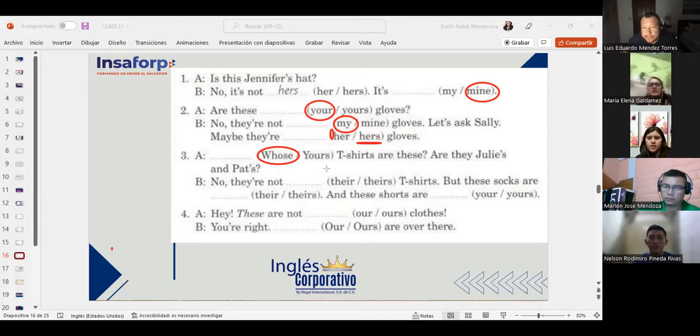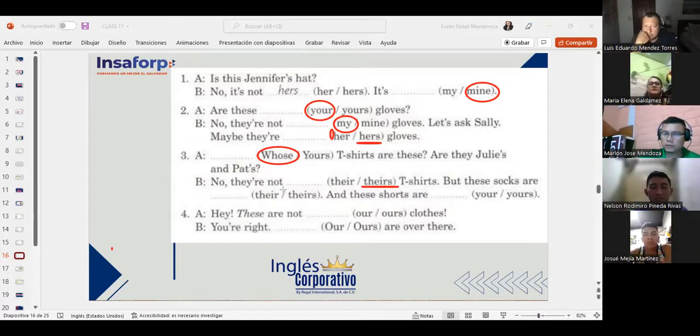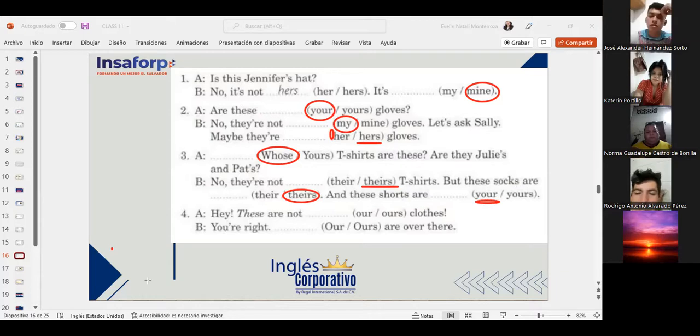The first one or the second one? Second one. Theirs. Okay. Vamos a dejar aquí. But these socks are... Roddy? Theirs. The second one. Mm-hmm. And these shorts are, Josue? The first one or the second one? Theirs. Okay. A todos los pongo en jaque, así como, let's see, Catherine Portillo.